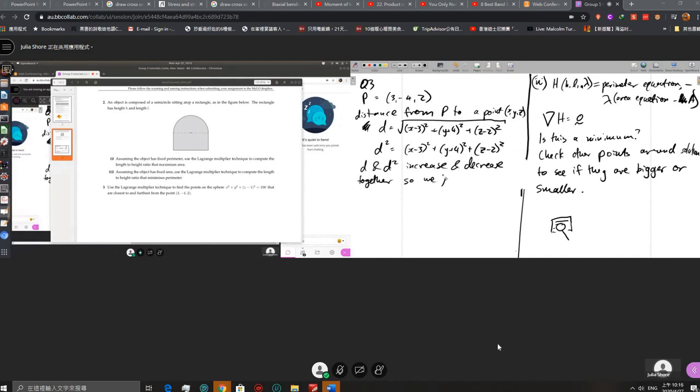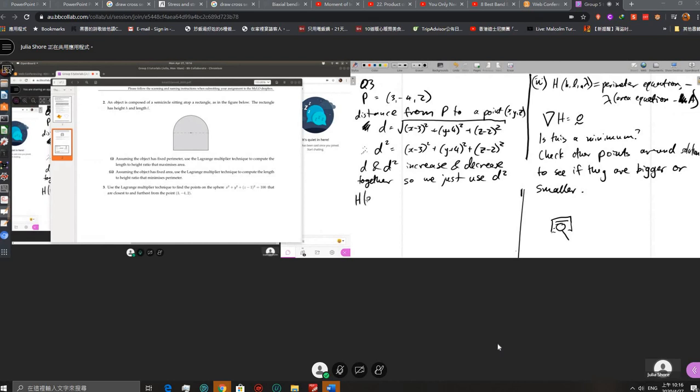So we just use d squared. It's easier to use d squared because it doesn't have a horrible square root in it. And if we think about it, as the distance increases, d squared is going to get bigger, and as the distance decreases, d squared is going to get smaller. So you can just use d squared as long as you justify it.